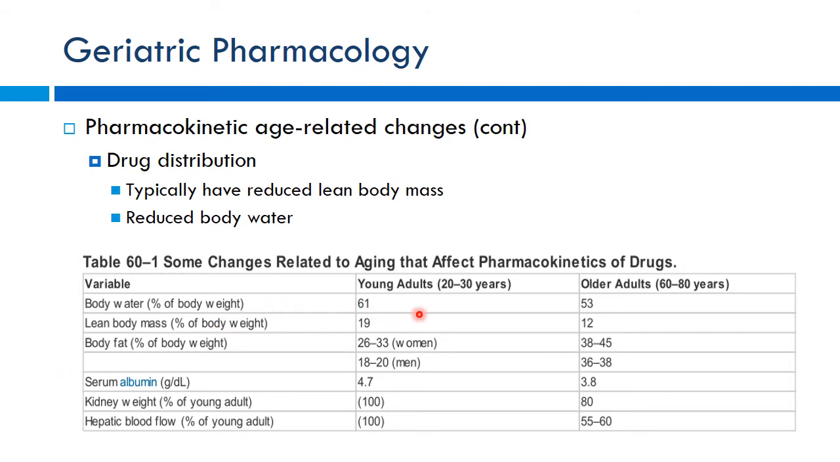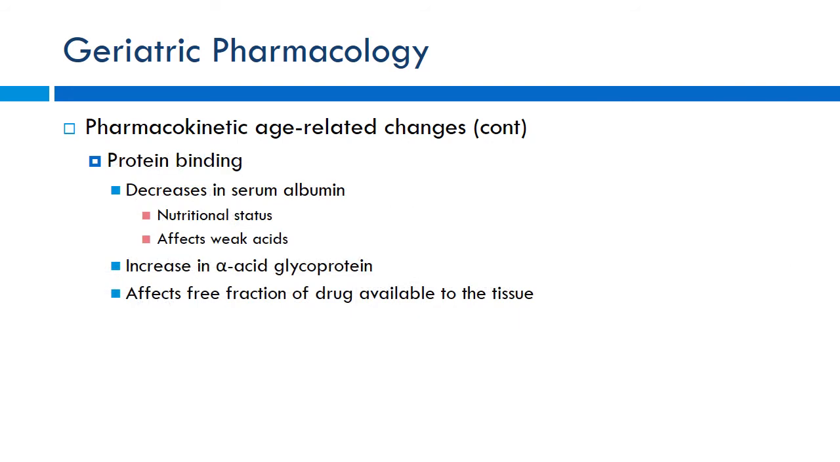So again, looking at body water, you can see the difference here between younger and older patients. Lean body mass, the fat-free mass, is going to be going down. Body fat is typically going to be going up. Looking at things like serum albumin, they may not be producing as many proteins, and then kidney weight, which can correlate with function, and hepatic blood flow will certainly be going down as well. So other things you can see, in addition to having lower albumin stores, can affect the ability for drugs to bind to those proteins as well.